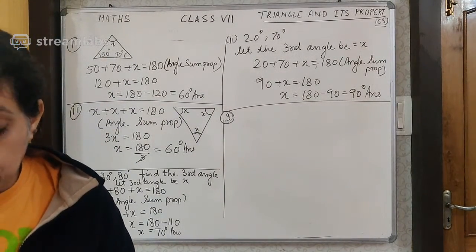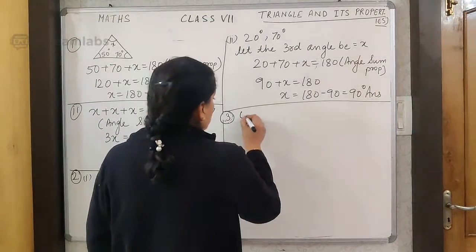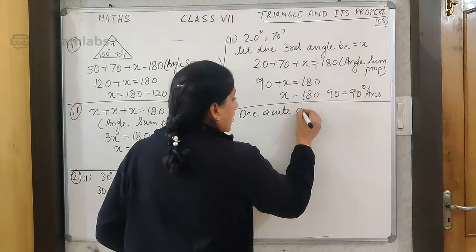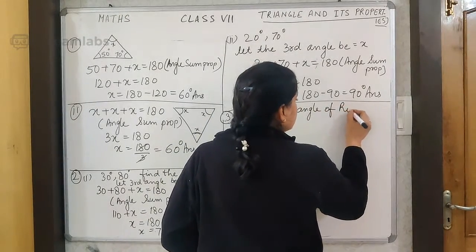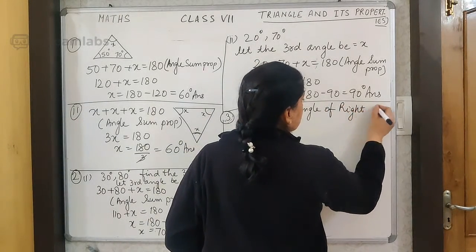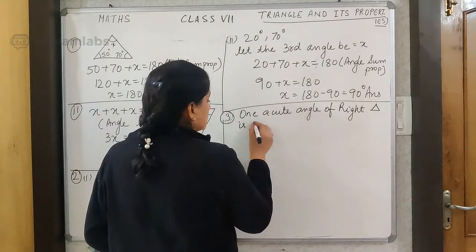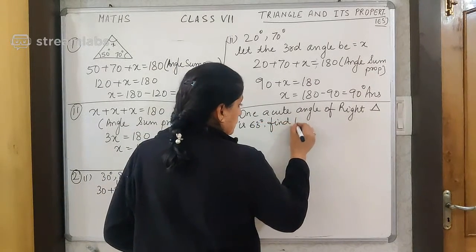One of the acute angles of a right triangle is 63 degrees. Now wherever the word triangle will be there, I will use this symbol for triangle. We have to find the other angle.